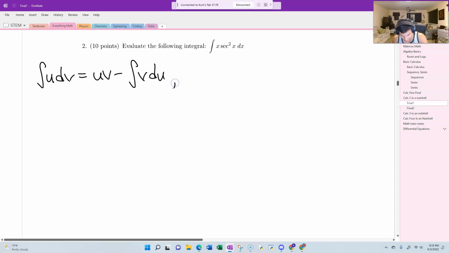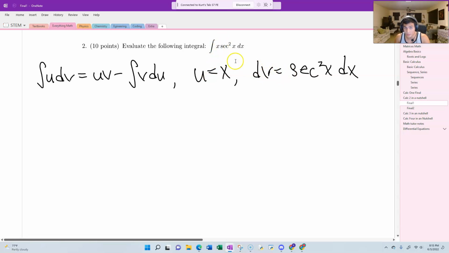So for us, we just assign things names. Why don't we let u equal x, and then we let dv equal secant squared x dx. Now you've got to pick the right one. If you don't pick the right one, this integral just keeps getting harder and longer. So make sure you assign the correct u and the correct dv to the correct functions. If you don't do it correctly, it'll become a lot harder. You may still get the same answer, but it'll just take a lot longer.